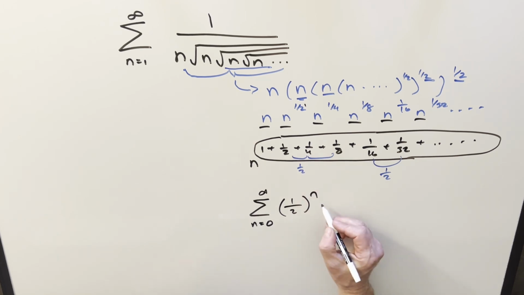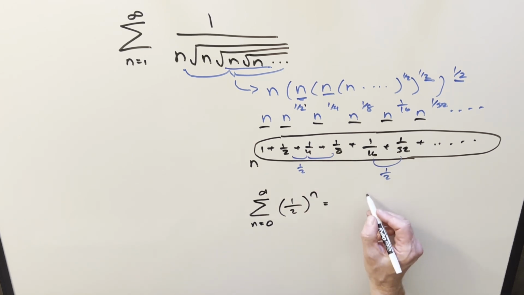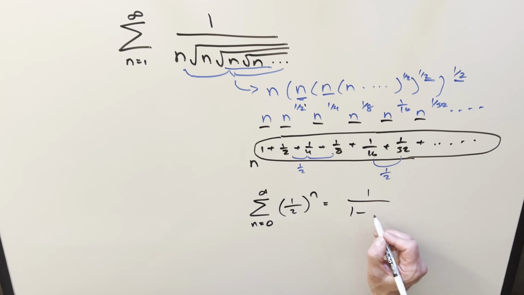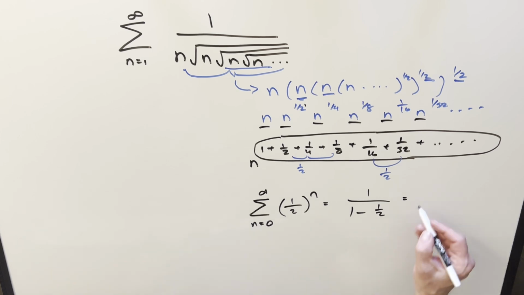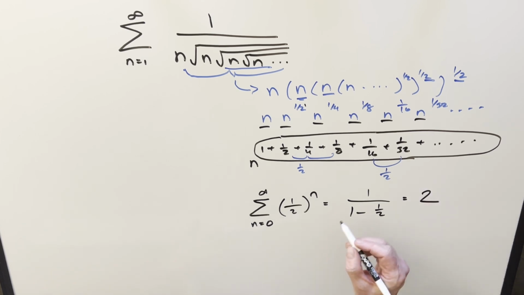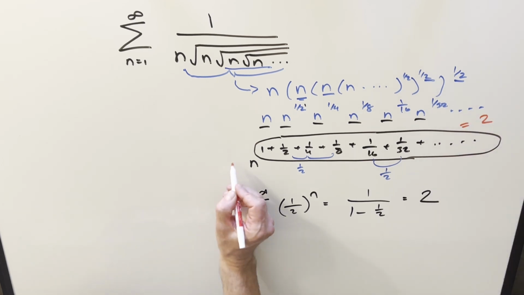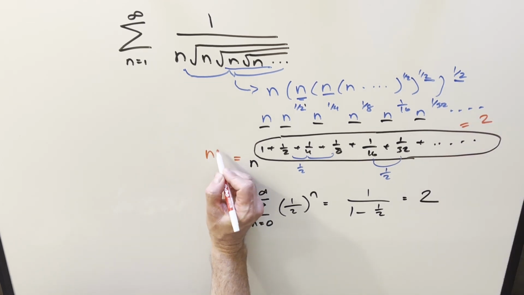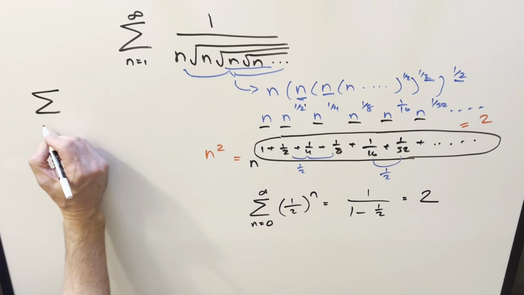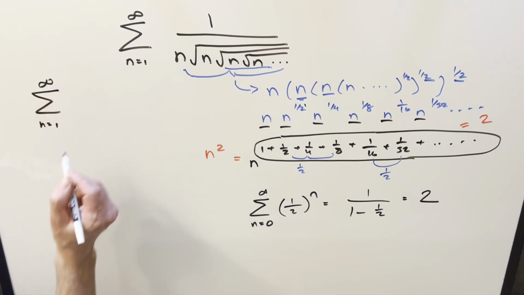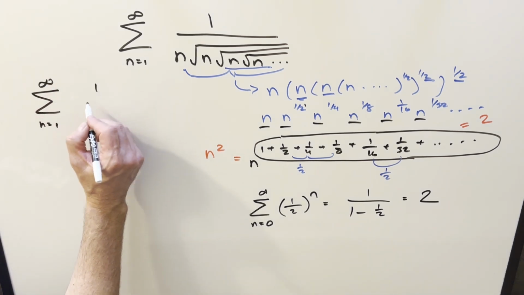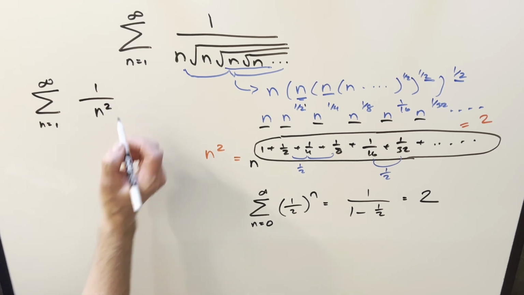But for the geometric series, we've got a formula for this. We can write this as 1 over 1 minus the input, which is just 1/2. Reduce the fraction: the denominator is 1/2, flip it, and we've got a 2. So it turns out that this whole exponent is just equal to 2, and therefore this whole denominator is n squared. So what we're really looking at is something a lot simpler. We're just looking at the sum from 1 to infinity of 1 over n squared.